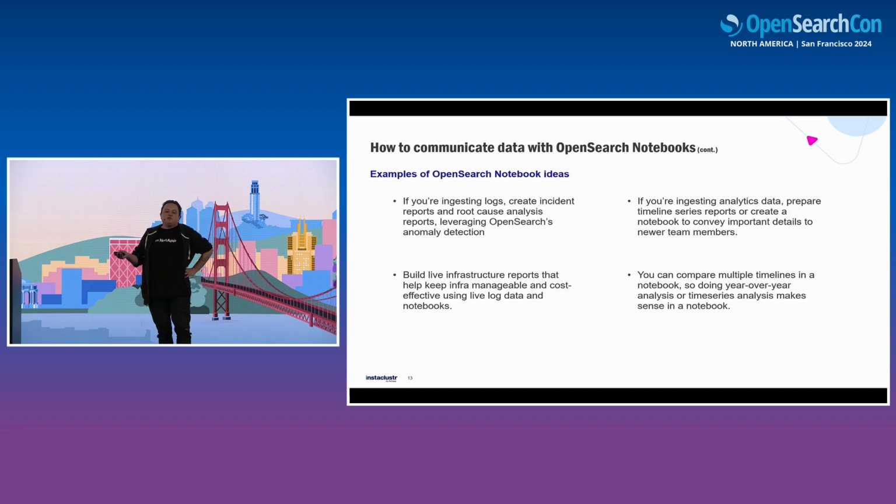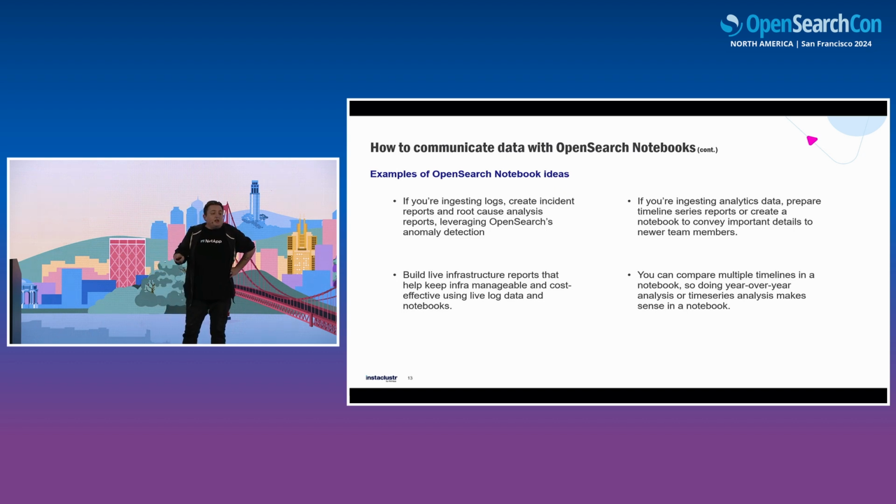So some examples of OpenSearch notebook ideas. If you're ingesting logs, incident reports and root cause analysis reports can be really handy, especially in a handy PDF or PNG for those who are not technical but need to know what's going on. You can build live infrastructure reports, which are very good for helping keep infrastructure management cost effective and for keeping track of the status of your entire infrastructure.